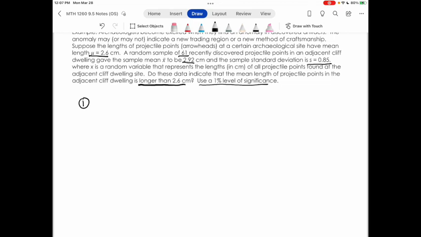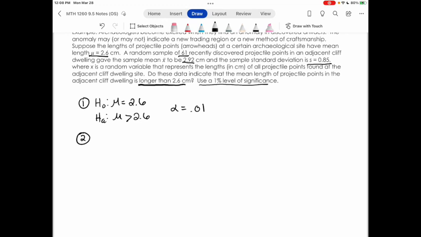So step 1, we want to state our hypothesis and our level of significance. So we're looking at means here again. So my null hypothesis is going to be what it has been in the past. So that's mu is equal to 2.6 centimeters. The question is asking if the arrowheads found in this cliff dwelling are overall longer than 2.6 centimeters. So we're going to set up an alternative hypothesis that mu is greater than 2.6, and we have a level of significance of 1%, which is 0.01 as a decimal. So there's our step 1.